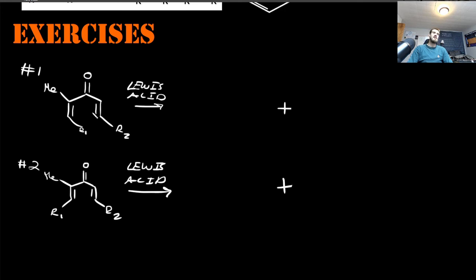So in both cases, you start with a divinyl ketone. What differs is this carbon, which I just erased. This carbon, this one is cis, because this is a cis alkene, and this one is trans. So what are the 4 products that you get?